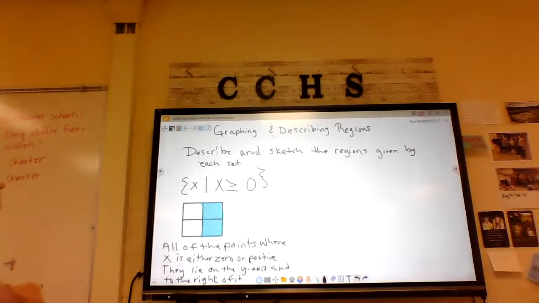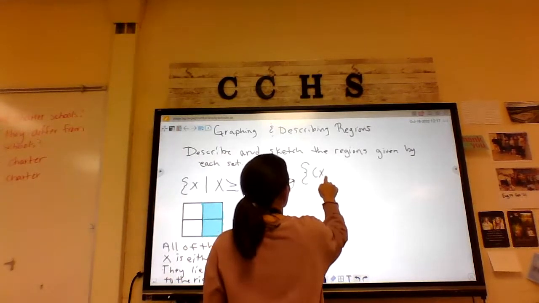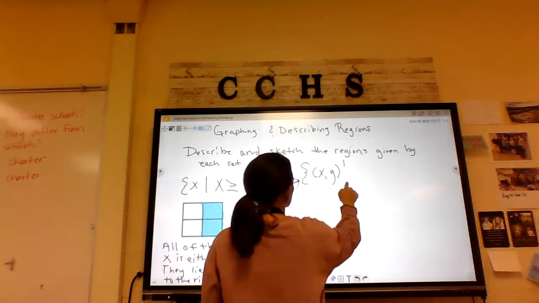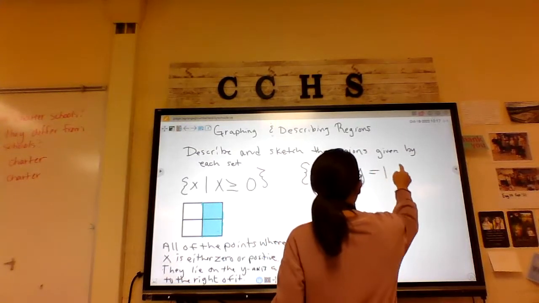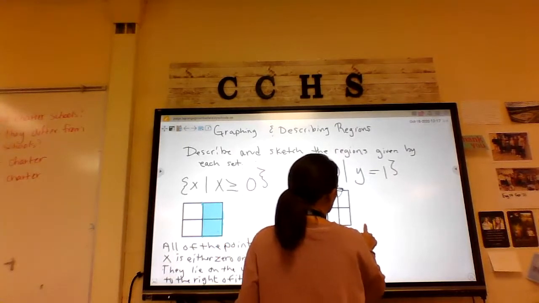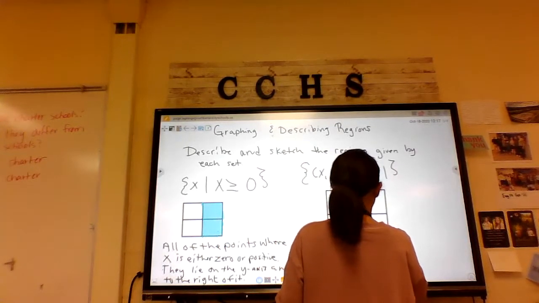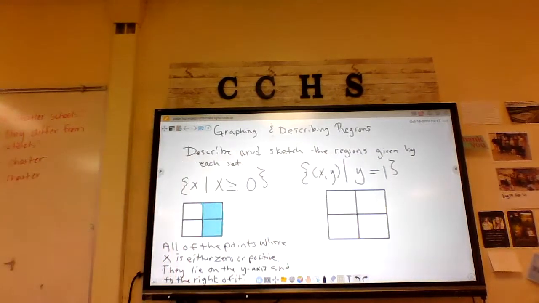All right, what about this one where we've got x, y, such that y equals 1? What might that look like? So what are all the points? Where are all of the points where y equals 1?